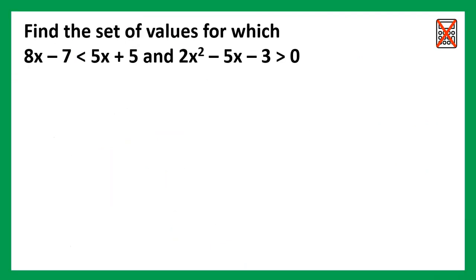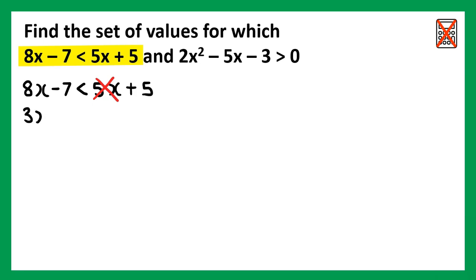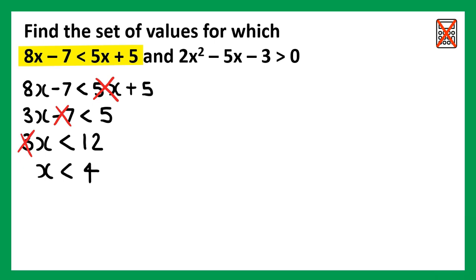The advanced question is one of the trickier questions that you're likely to find on this topic. Find the set of values for which 8x minus 7 is less than 5x plus 5, and at the same time 2x squared minus 5x minus 3 is greater than 0. We'll start by solving each of these separately. So starting with this inequality, we can start by subtracting the smaller amount of letters from both sides. 8x minus 5x is 3x, minus 7 is less than 5. Adding 7 to both sides gives me 3x is less than 12. And finally, dividing through by 3 gives me x is less than 4.